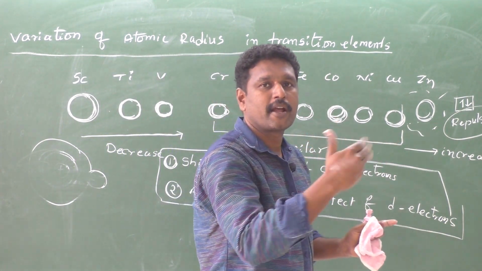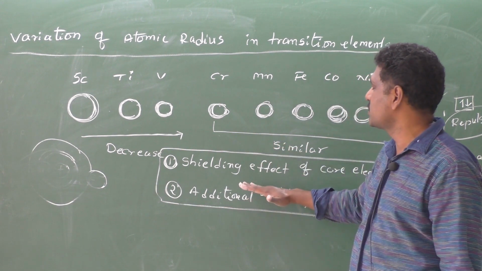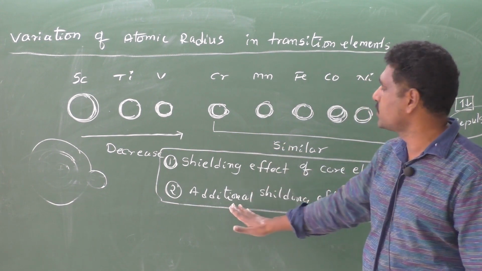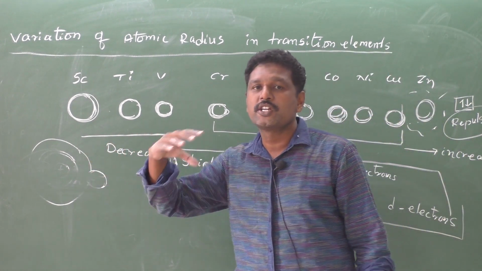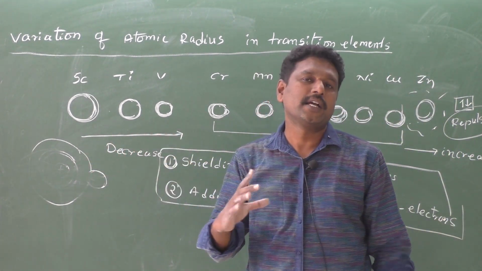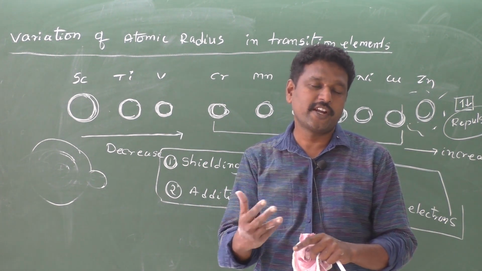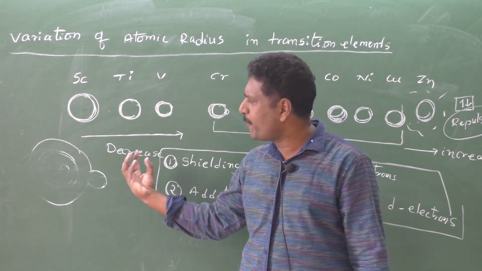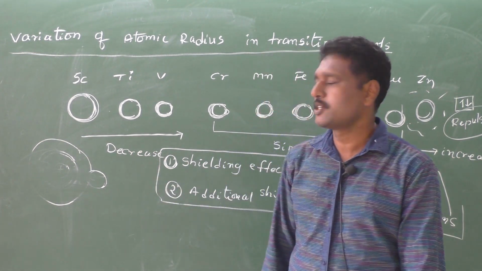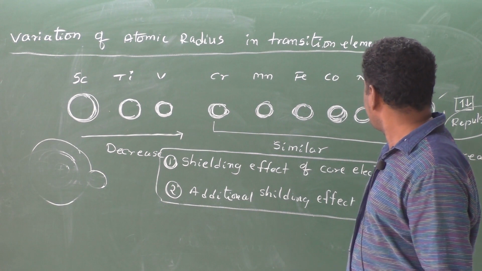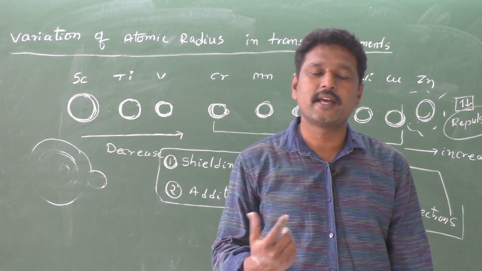But copper has a smaller atomic radius than zinc because of two reasons: the shielding effect of core electrons and the additional shielding effect of d electrons. What is shielding effect? We'll discuss it later; we have explained the effective shielding effect clearly. Just the word is mentioned here. That is shielding effect. Due to paired repulsions, zinc has a larger atomic radius than copper.